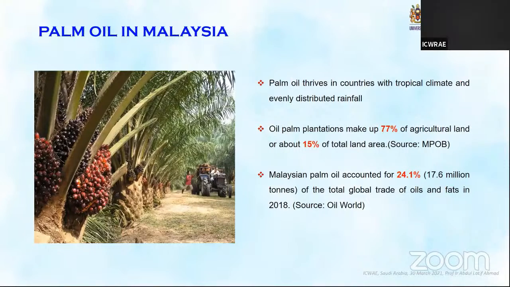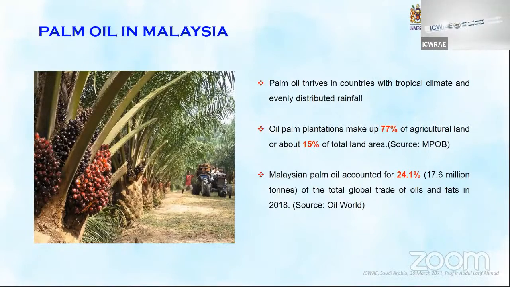Malaysia accounted for almost 25%, or 24.1% to be exact, of the total global trade of oils and fats, which is palm oil, in 2018. So looking at these numbers, we can see the importance of palm oil to the country. We can see how much palm oil is produced, but one must also find out how much effluent is discharged to the environment when we produce that huge amount of crude palm oil.